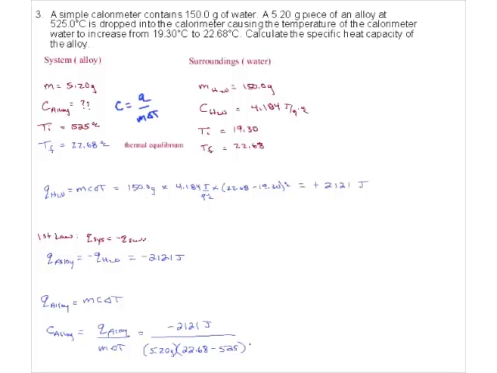So here we go, and it works out to be negative 2121 divided by a negative 2612, and this works out to be a positive 8.12 joules, because that's the energy per gram degree Celsius. So joules on top, grams Celsius on the bottom. And that is our unit for specific heat capacity.